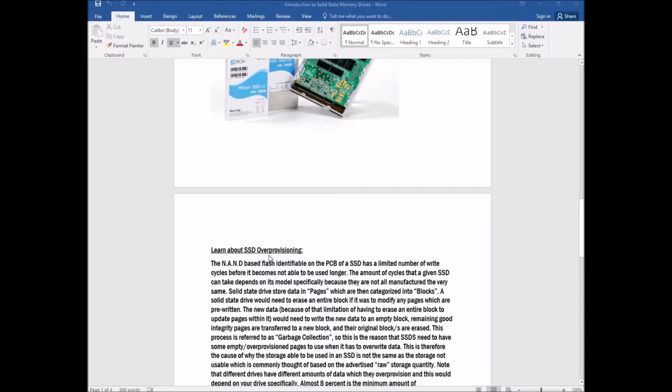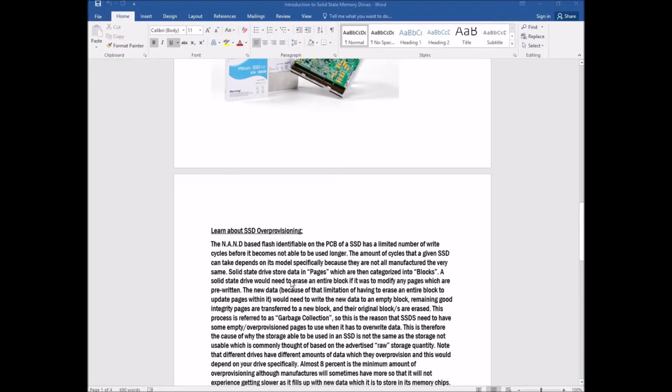Learn about solid state drive over provisioning. The NAND-based flash identifiable on the PCB of an SSD has a limited number of write cycles before it becomes unusable. The amount of cycles that a given SSD can take depends on its model, specifically because they are not all manufactured the very same.